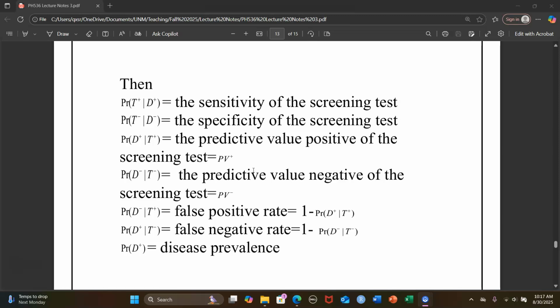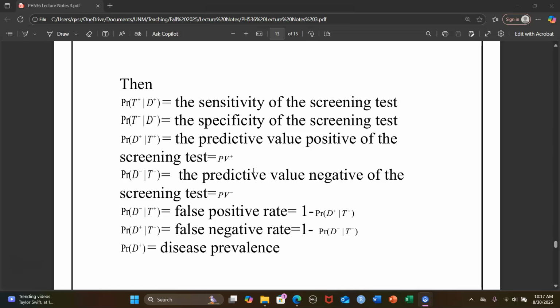Now the predictive value positive and predictive value negative show the ability, when you use the screening test, to actually predict the true disease status. So this is when you're actually using the screening test to screen new cases.